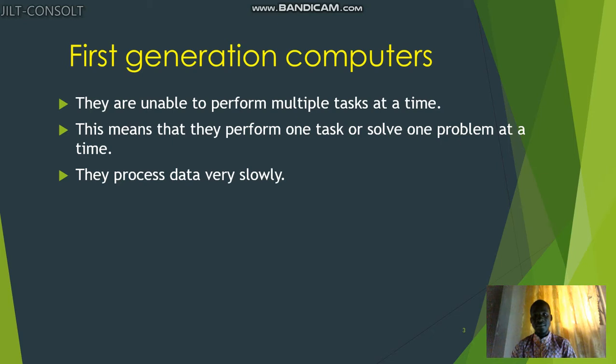So this means that they performed one task or solved one problem at a time. They also processed data slowly. Now you have a computer where you can just type something and see the result. You can forward a message, you can receive one. Then it wasn't like that. They could take a long period of time to process simple data. So as time goes, you see that there were a lot of changes in the computer world.